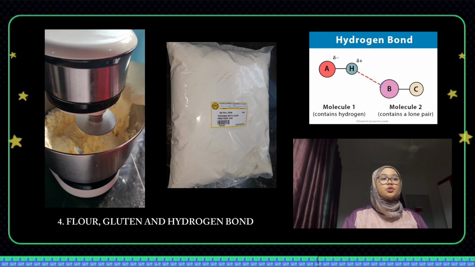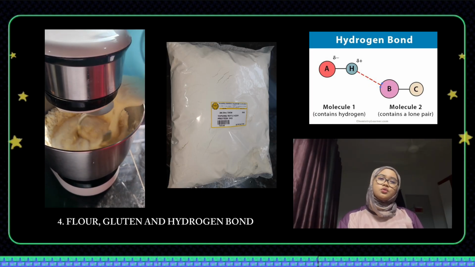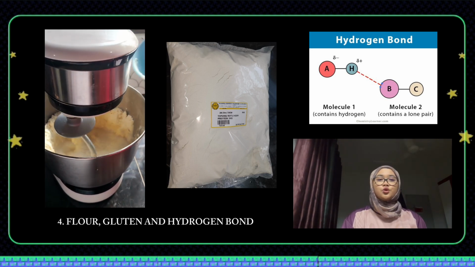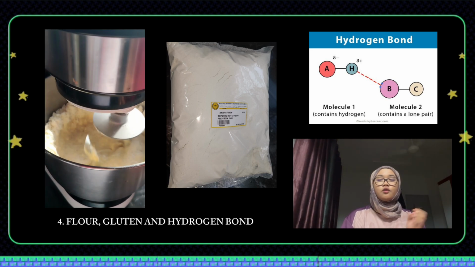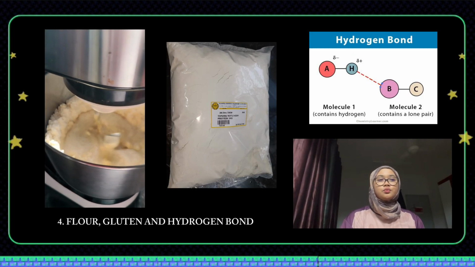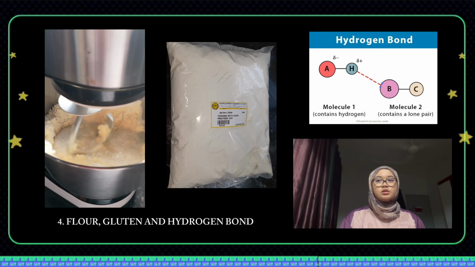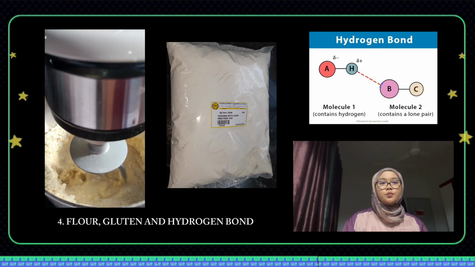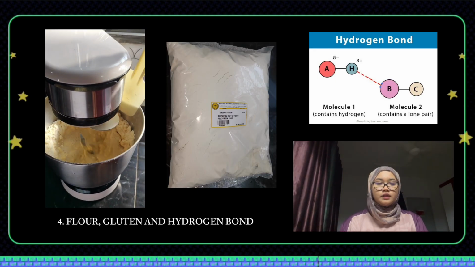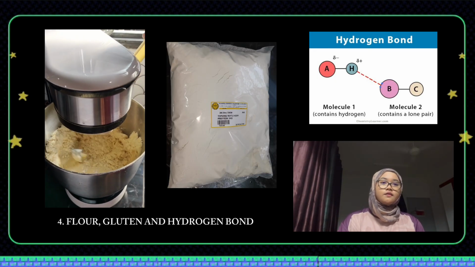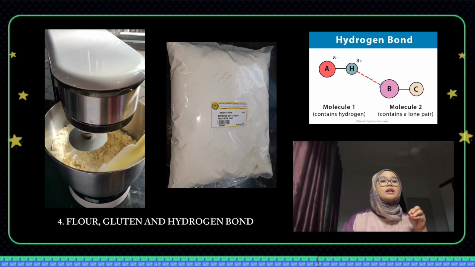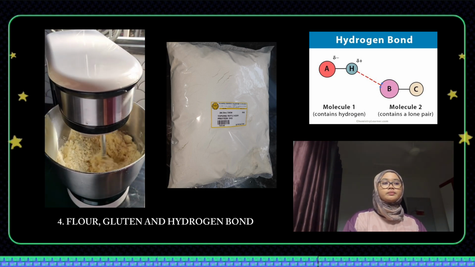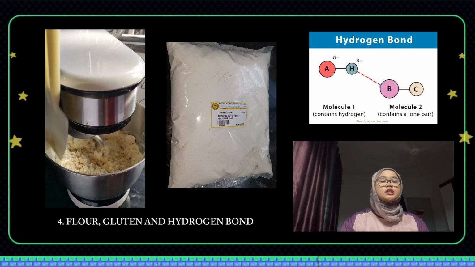If the gluten is too little, your bread will be too soft, and if the gluten is too much, your bread will be hard. This is why it is important to follow the recipe or the instructions on how to make the bread. If they say you have to put 500 grams, then you have to put 500 grams. You cannot put 550 grams or 450 grams. You have to follow the instructions exactly. Therefore, the control of the chemical bonds is very important.